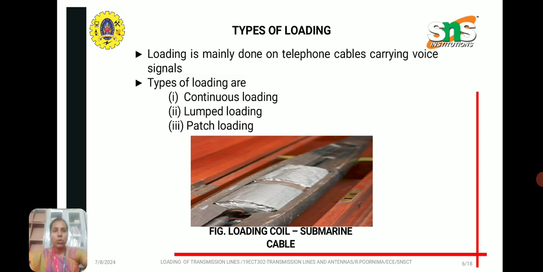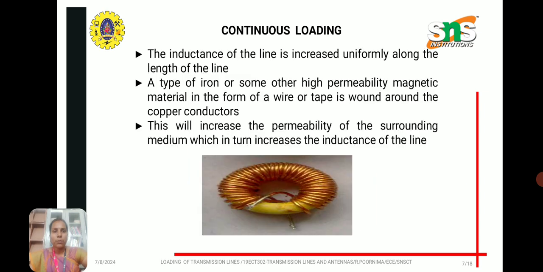Types of loading are continuous loading, lumped loading and patch loading. What is continuous loading? The inductance of the line is increased uniformly along the length of the line. Iron or some other high permeability magnetic material in the form of a wire or tape is wound around the copper conductors. This increases the permeability of the surrounding medium, which in turn increases the inductance of the line.